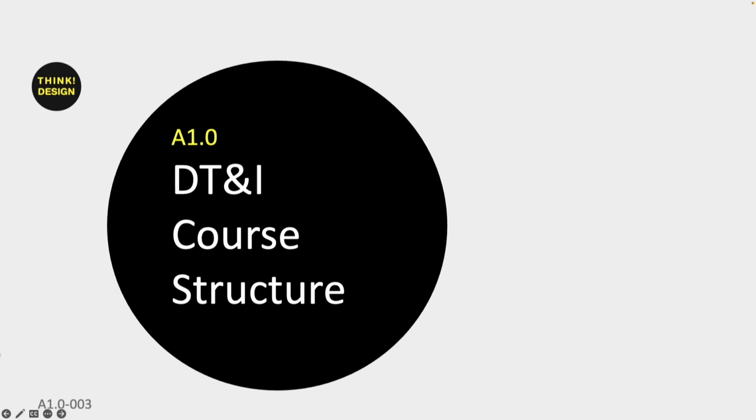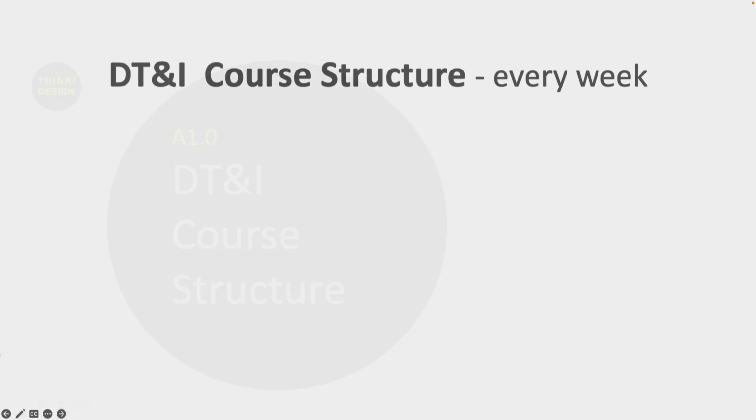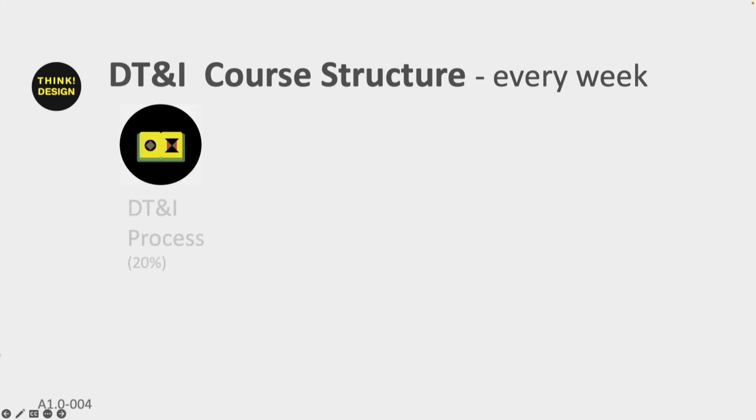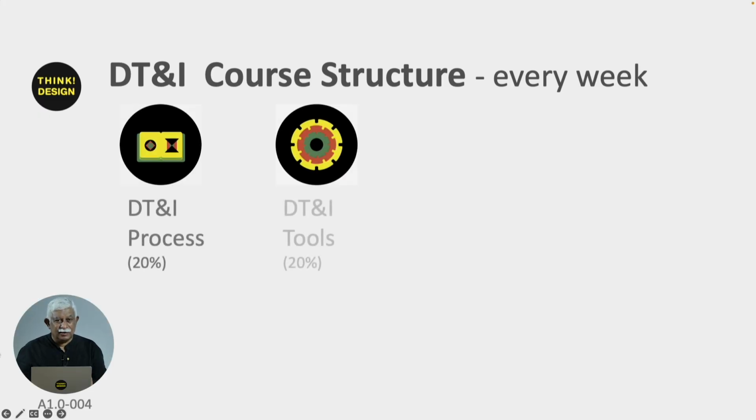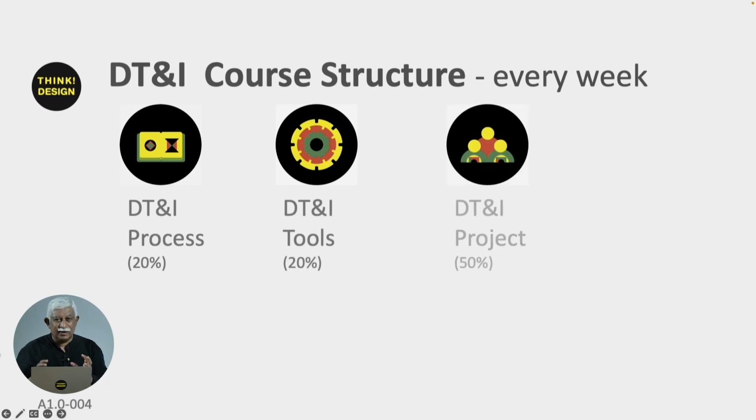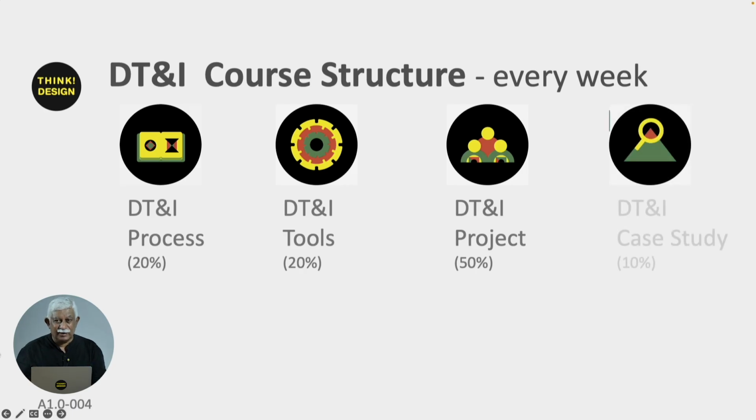Let us look at the course structure. It is a very simple course structure. We do 4 things in a week. The first is the design process and the tools. And the third is the design thinking and innovation project, which you select and do. And the last is the design thinking and innovation case studies.